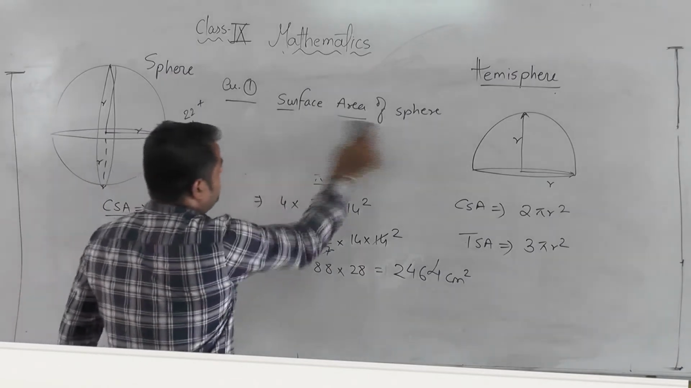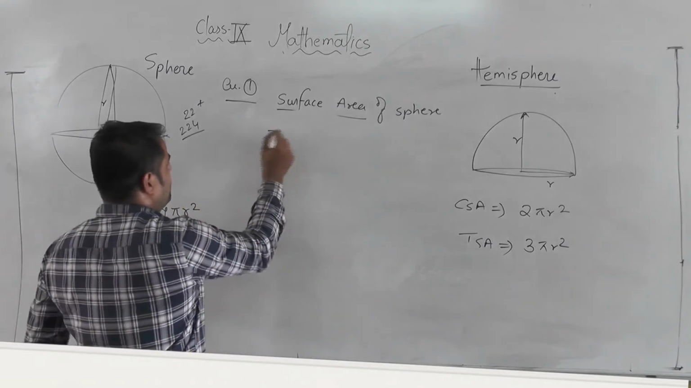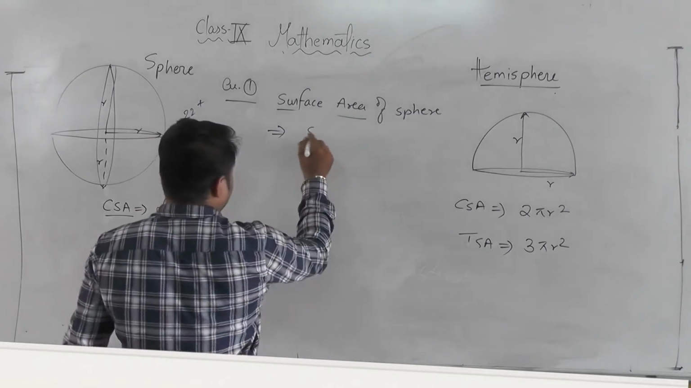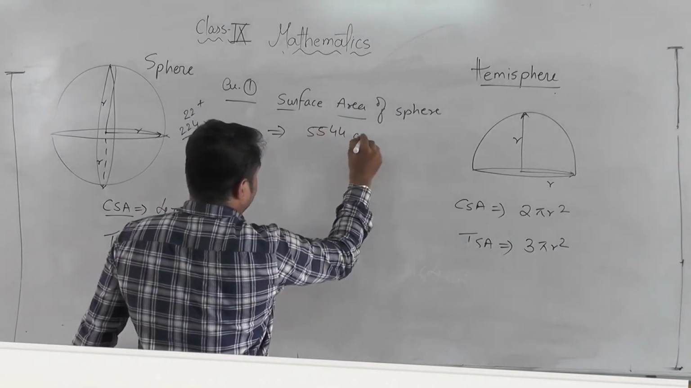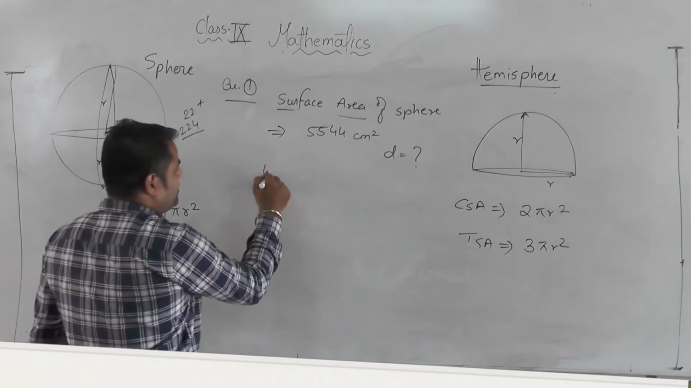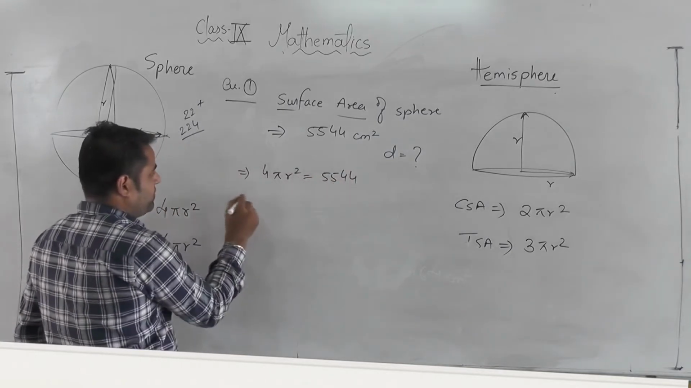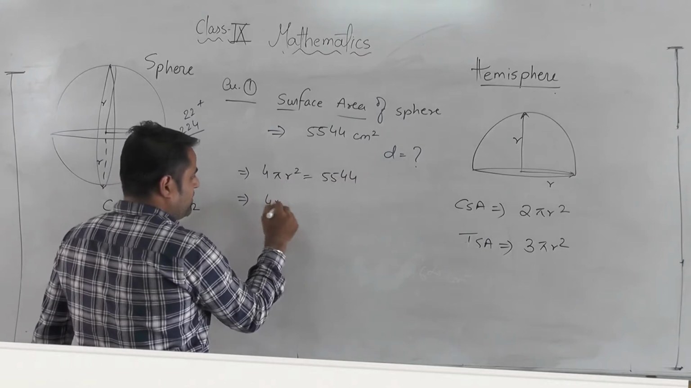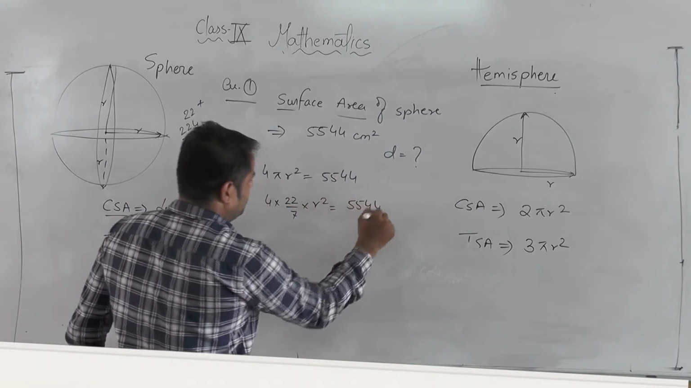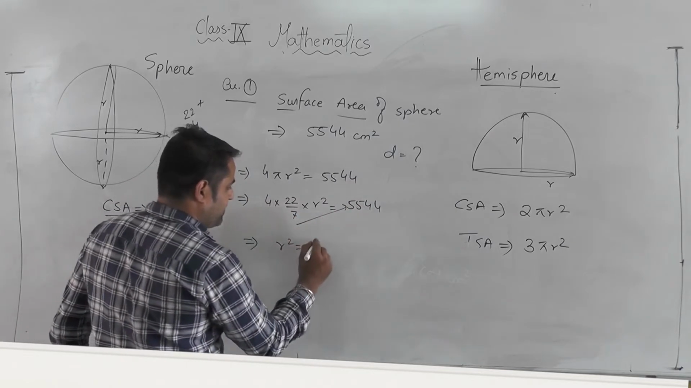Now the surface area of a sphere is given to us as 5544 centimeter square. We need to find the diameter of the sphere. Again we put 4 pi r square equal to 5544. Then we keep the value of pi also, r square equals 5544. This 7 goes up in multiplication to 5544.